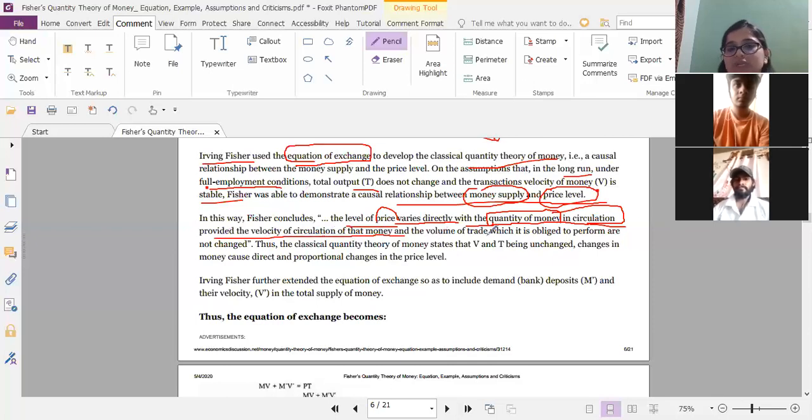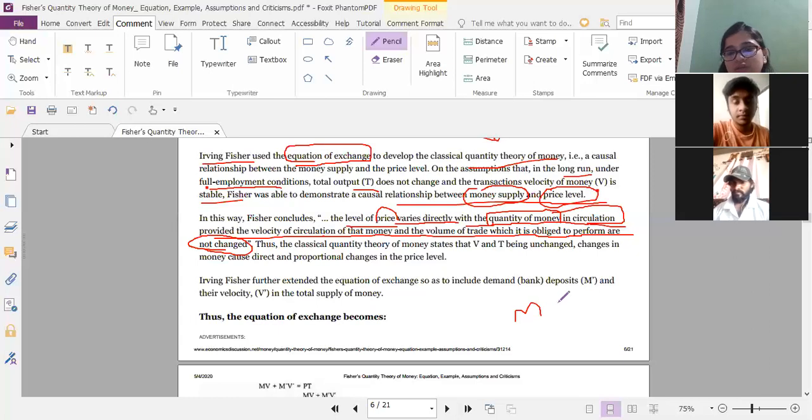Provided the velocity of circulation of that money and the volume of trade which it is obliged to perform are not changed. So these factors should not change in this case, right? What is that? Velocity of money and the volume of transaction, right? So T and V should not change. Only then the price will change according to the change in the quantity of money, right?